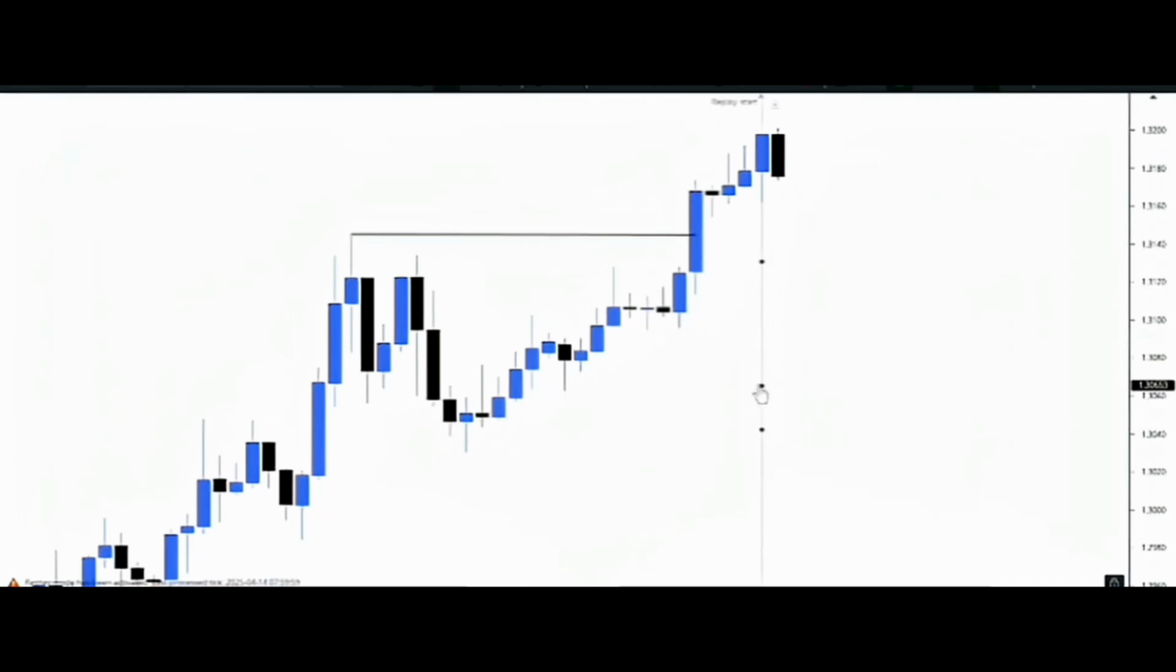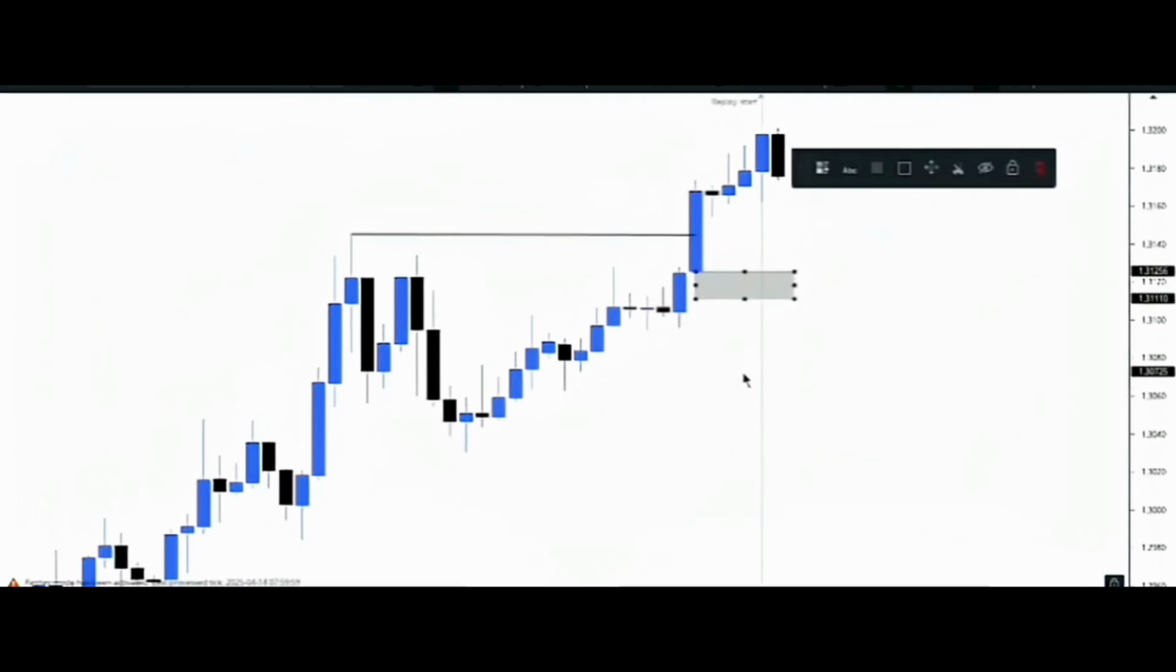Now, I said that candle that took out the structure high here, mark out the opening price, and as you can see, this is a bullish candle that took it out, and therefore price opened here. So you mark that opening and then include the wick. Just as simple as that.